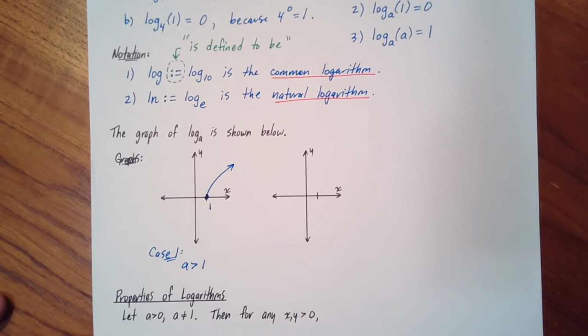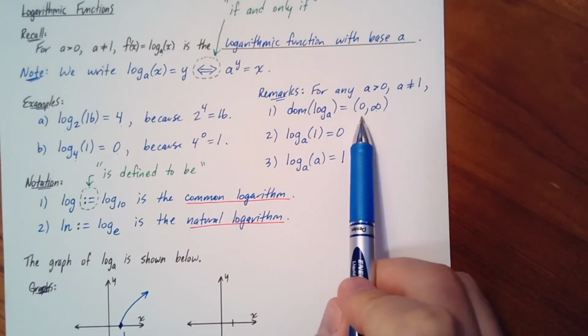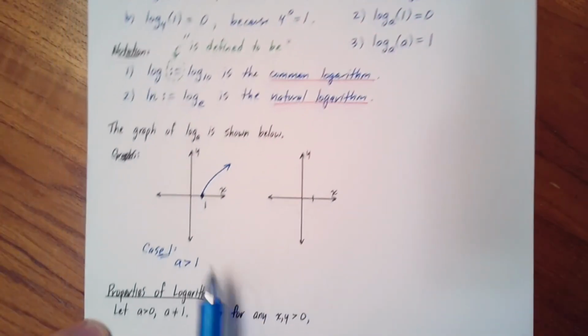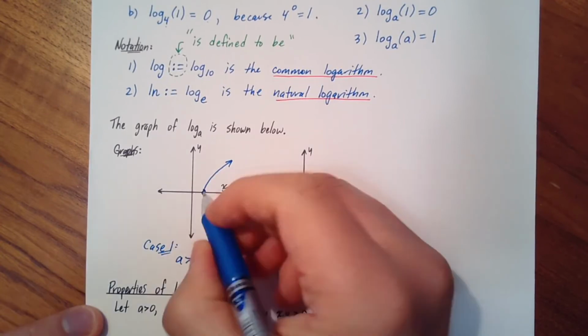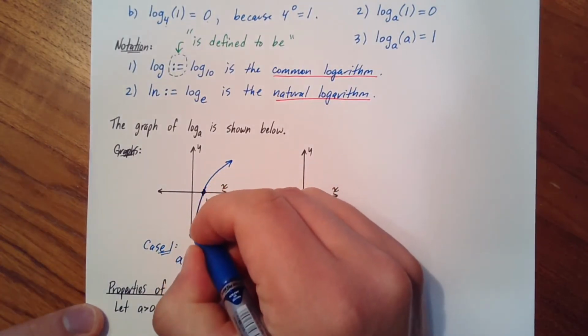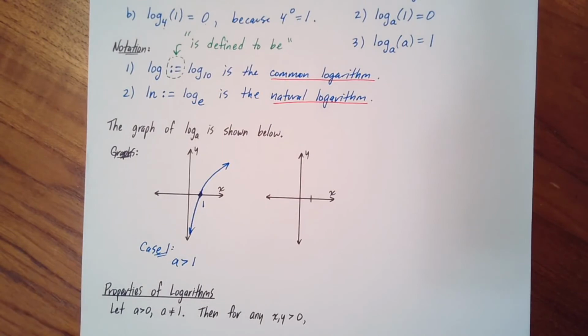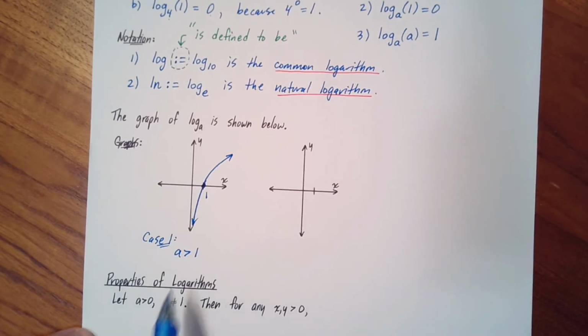And then as the values of x move to the left, remember our domain is only the positive numbers x. So we're only going to draw a picture on the right-hand side of the y-axis. But as you move closer to the y-axis, the curve just gets closer and closer to the y-axis. So the y-axis is a vertical asymptote for the logarithmic function with base a. So that's if a is greater than 1.